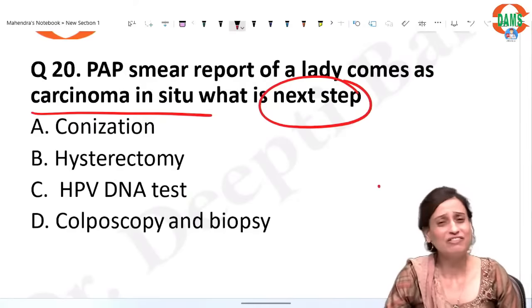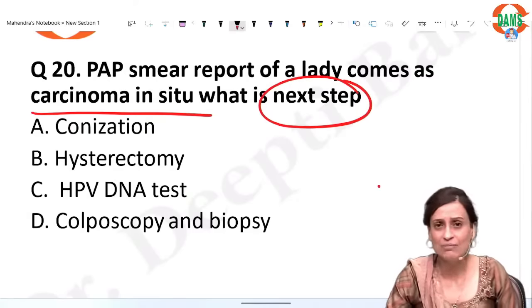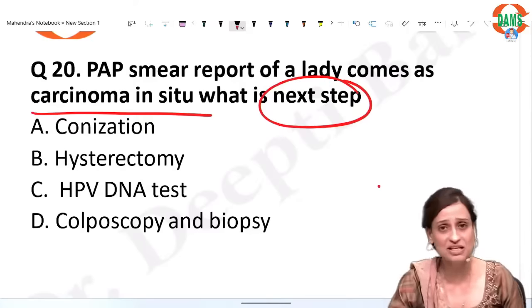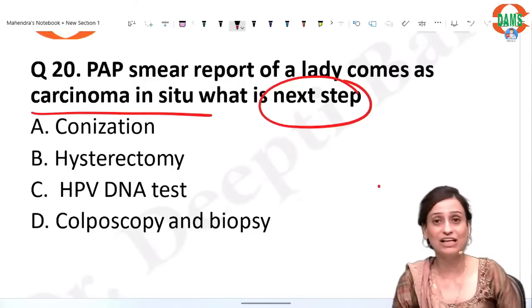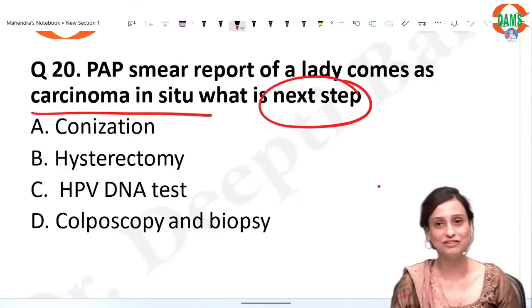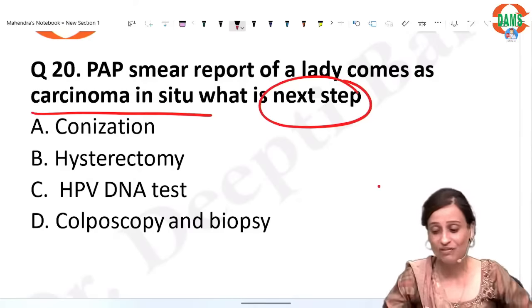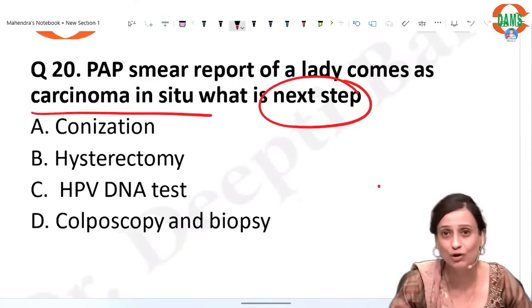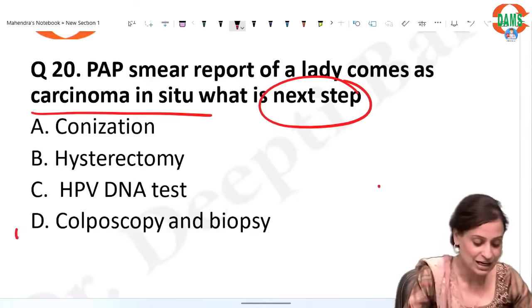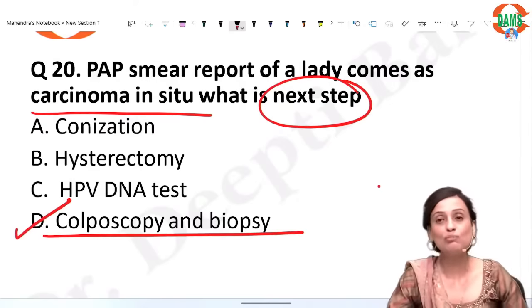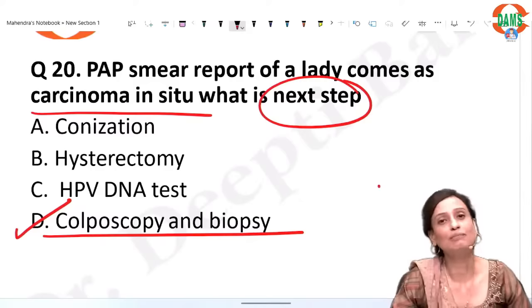So remember very basic things. Sometimes AIIMS people are actually asking more basics than NEET PG. They want you to know the basics and the application and the depth in some of the topics. Right, so please remember, whenever pap smear is abnormal, you have to do a confirmation, and that is going to be by colposcopic directed biopsy.